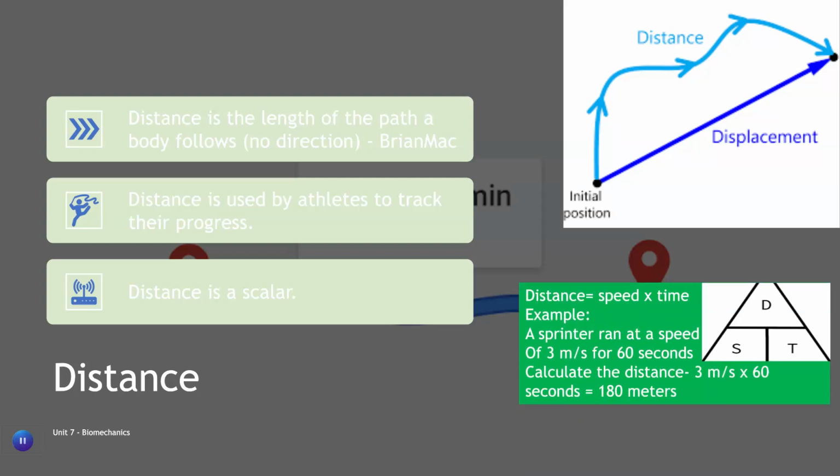Using the equation in an example would be like this. A sprinter ran at a speed of 3 meters per second for 60 seconds. What is the distance the sprinter ran? So we do 3 times 60, which is 180 meters. Another example could be a cyclist traveling 30 kilometers an hour for 4 hours. What is the total distance the cyclist cycled? So you would times the 30 kilometers an hour by 4 to get 120. So the cyclist cycled 120 kilometers.